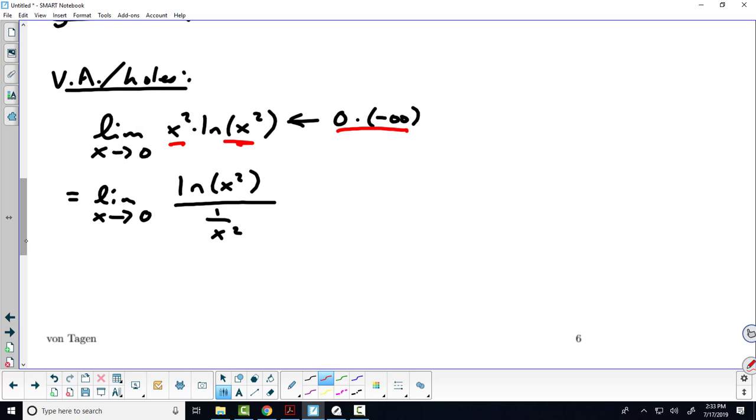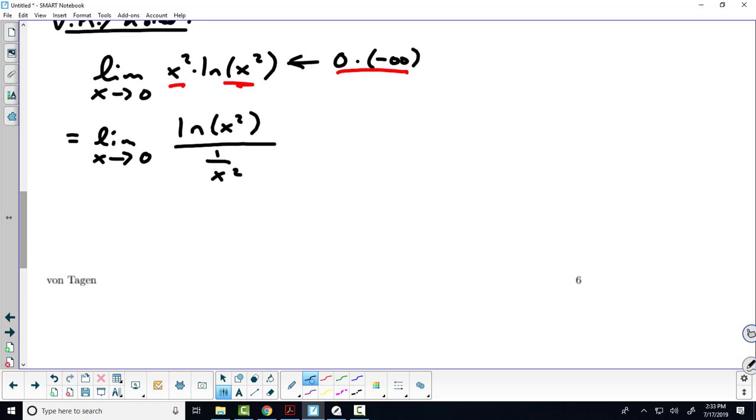And the best choice is to take the x squared factor below the line. Okay, so this gives us the limit as x approaches 0. Now we're ready to apply L'Hopital's rule. How come? Because now this has indeterminate form minus infinity over infinity. So L'Hopital's rule now applies.